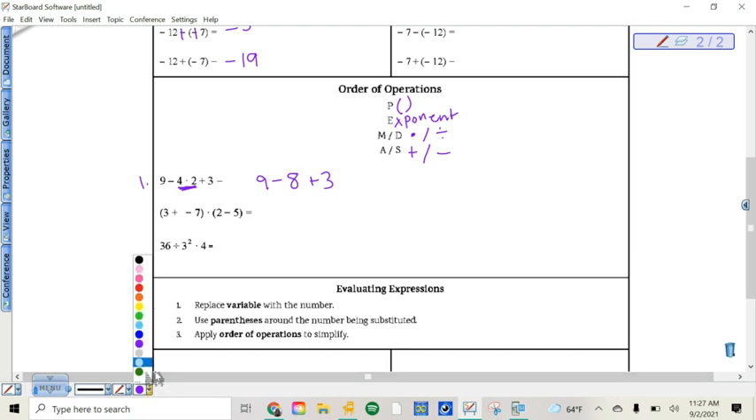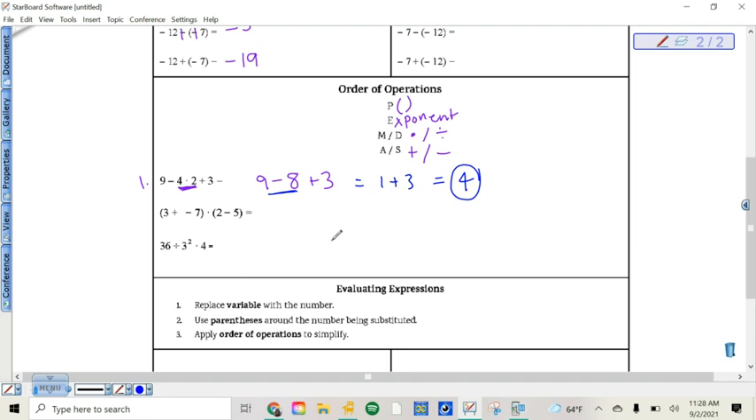Now what do I do? You go from left to right, so what comes first? Subtraction, 9 minus 8. What's 9 minus 8? 1. Plus 3 equals 4. You can also put that into your calculator and get the same thing, exactly. If you type it in exactly as you see it, you should get the same answer, because the calculator also follows the order of operations. The order of PEMDAS, the order of Aunt Sally.